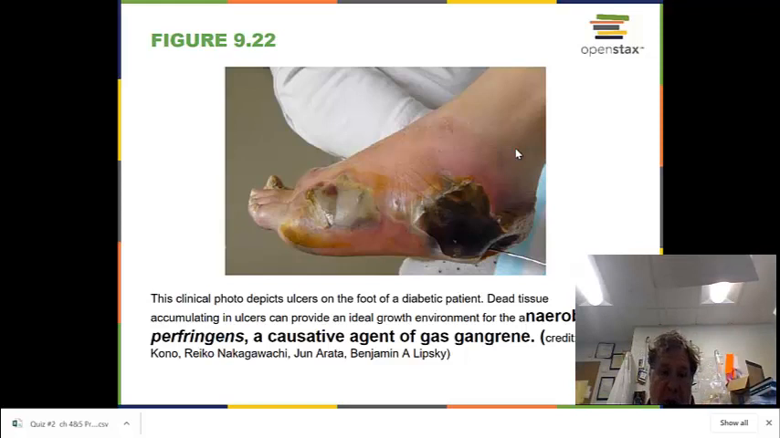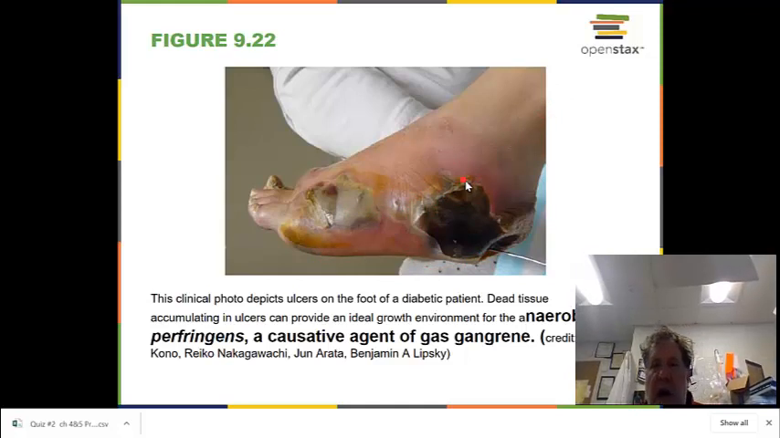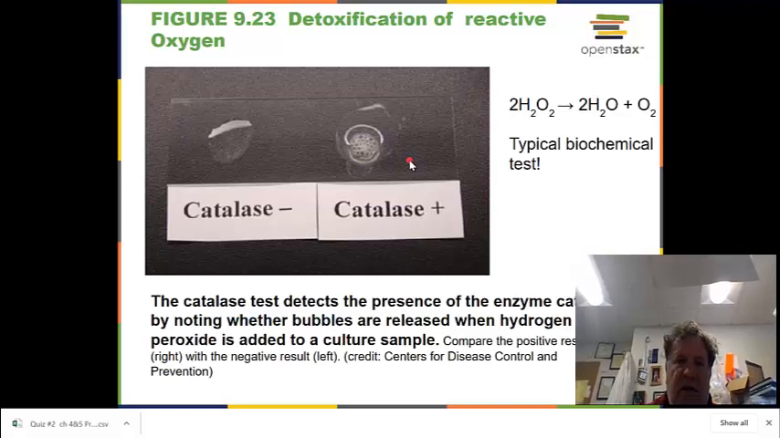Notable anaerobic organisms that we see would be Clostridium perfringens, which causes gas gangrene. Here's an individual who probably had diabetes or something like that, with reduced circulation into the feet, and we tend to see these get really gnarly. That was probably cut off. Ugh, don't want to even think about that.